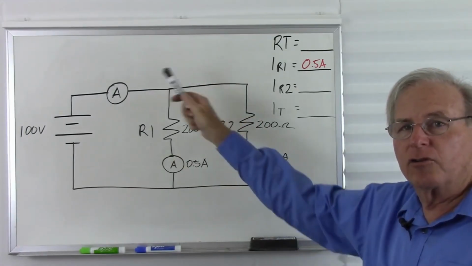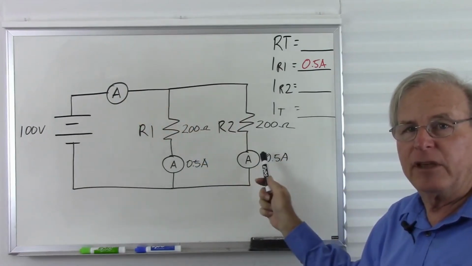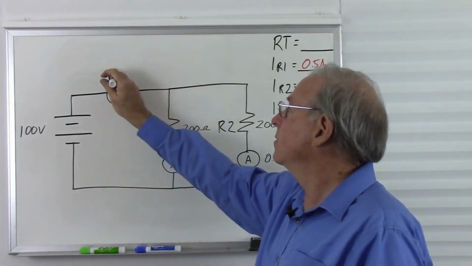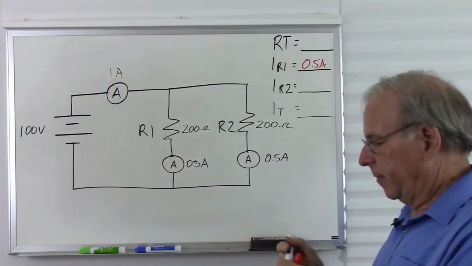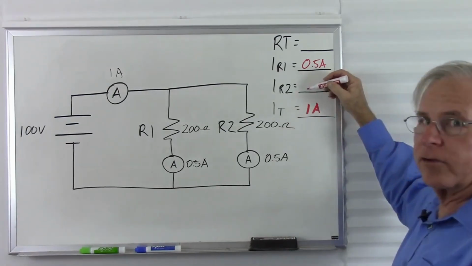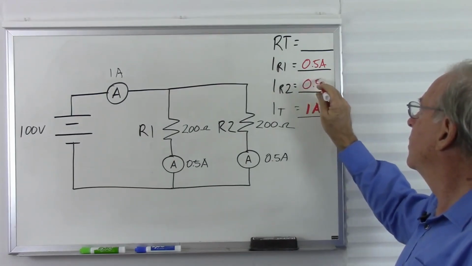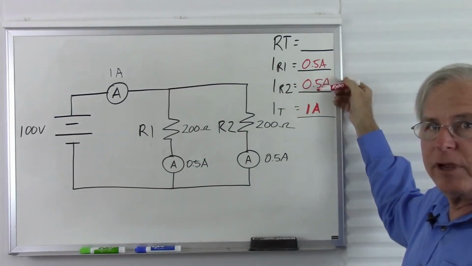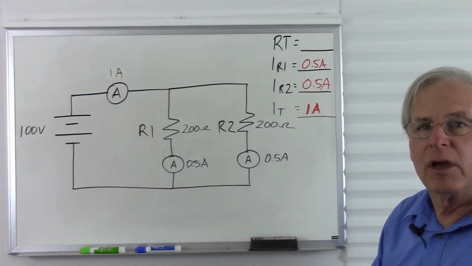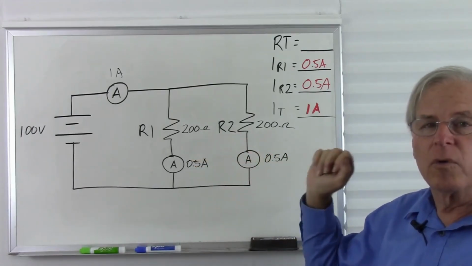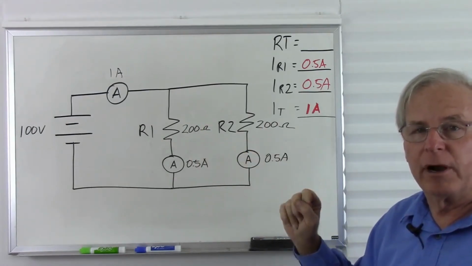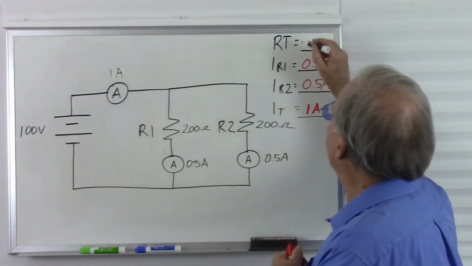Kirchhoff's current law says that our total current must be the sum of these two currents. So what is our total current? It is going to be 1 amp. And of course, as we said, 1/2 an amp through each resistor. Total current is the sum of those two. Now what is our total resistance? Well, if we have two equal resistors, we know that the total resistance will be 1/2 of either of those. So two 200 ohm resistors in parallel will be equal to 100 ohms.